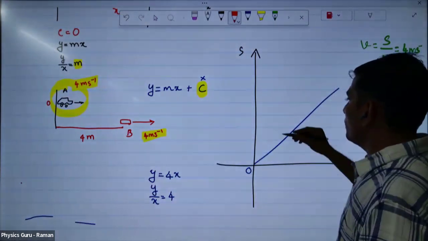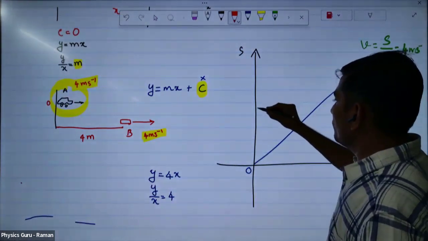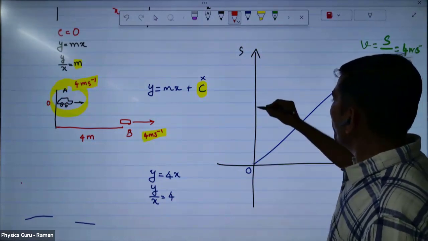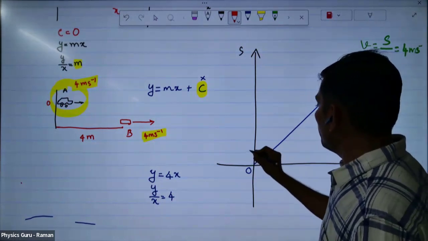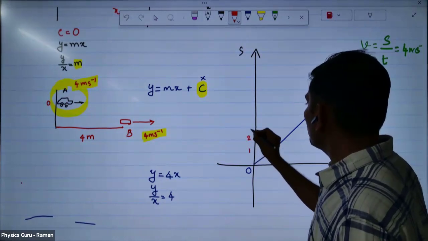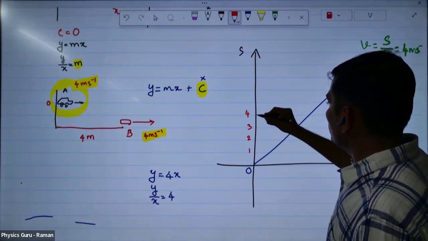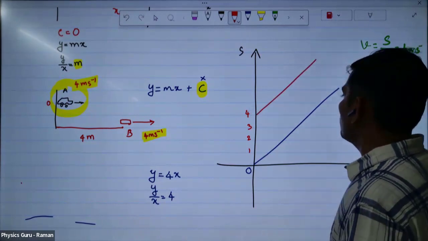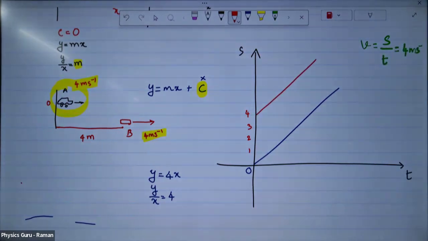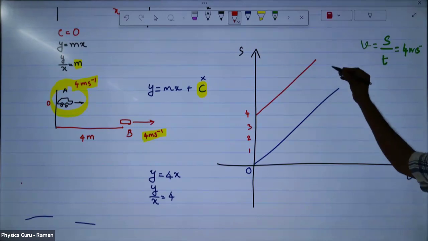And for the second person, we are going to try. He already started from 4 meters. So let's write 1 meter, 2 meters, 3 meters, and 4 meters. So he started from the 4 and he travels. Got it? This is for person B.